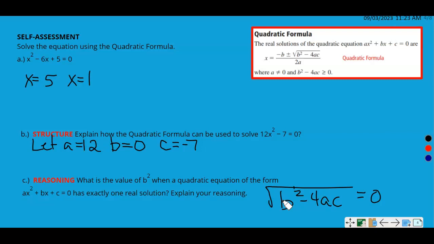All right, so what would b squared have to equal? It would have to equal 4ac.